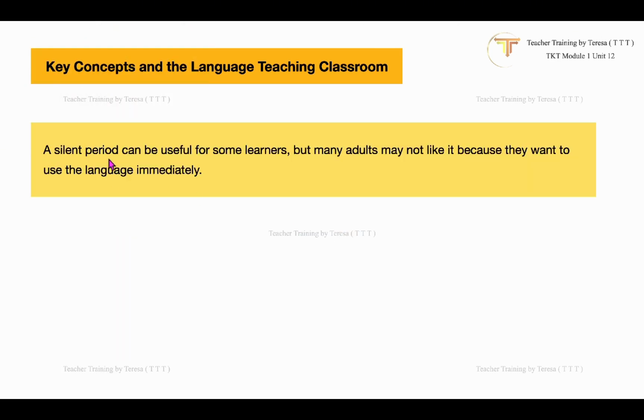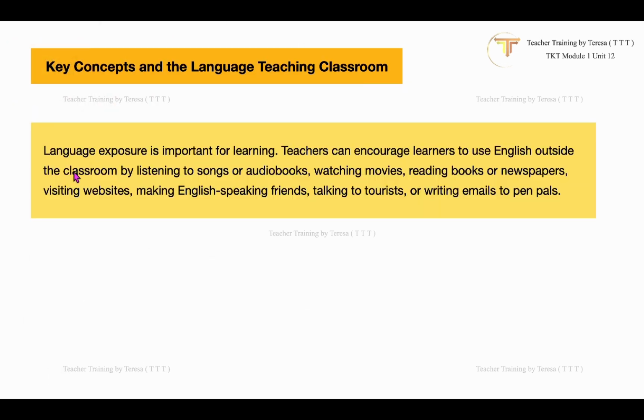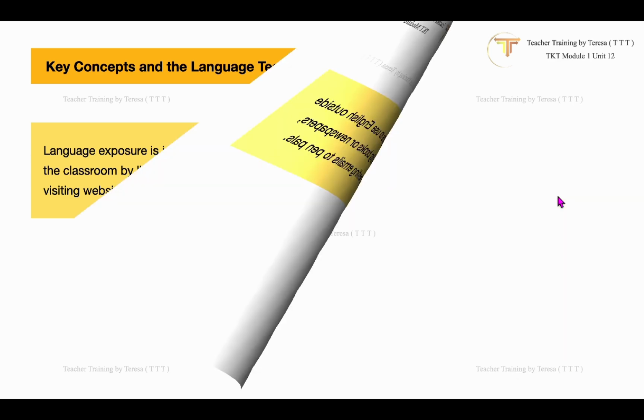A silent period can be useful for some learners, but many adults may not like it because they want to use the language immediately. Language exposure is important for learning. Teachers can encourage learners to use English outside the classroom by listening to songs or audiobooks, watching movies, reading books or newspapers, visiting websites, making English-speaking friends, talking to tourists, or writing emails to pen pals.